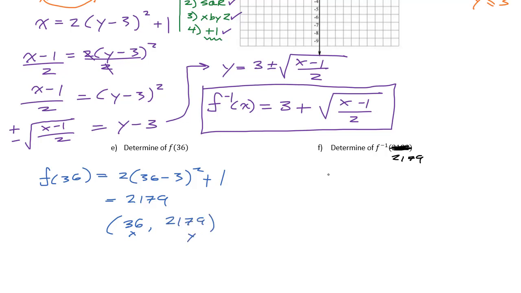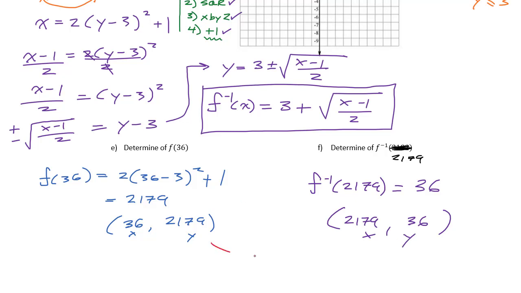So therefore, if I said to you, hey, what's f inverse of 2,179? We could substitute that into this equation, right? We could go 2,179 minus 1 divided by 2, take the square root and add 3. And guess what we'll get out of it? We should get 36 out of it because it's the inverse. Because if we wrote this as points, when x is 2,179, y is 36, right? So I'm just reminding you, keep reminding you that it all goes back to the coordinates being inverted, okay?